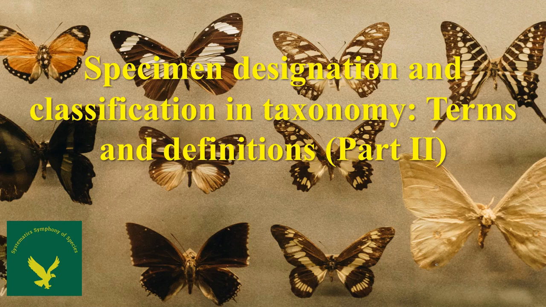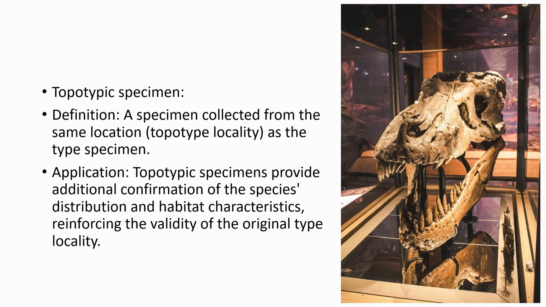In this video we continue to talk about terms and definitions associated with specimen designation and classification in taxonomy. Topotypic specimen. A specimen collected from the same location, topotype locality, as the type specimen. Topotypic specimens provide additional confirmation of the species distribution and habitat characteristics, reinforcing the validity of the original type locality.